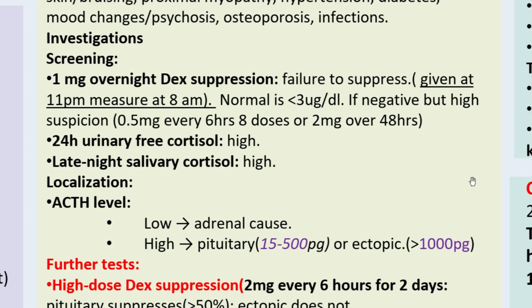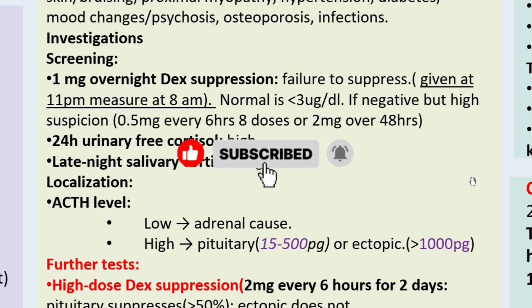So in this 1 milligram dexamethasone night test, you give the dexamethasone at 11 p.m. at night and then you measure the cortisol at 8 a.m. A normal person is going to have less than 3 micrograms per deciliter of cortisol. But if they have higher than this, then most of the time we may conclude that they cannot suppress and therefore they have Cushing's disease. And if you get it negative, but still have a high index of suspicion, you can go ahead and do the 0.5 milligrams every 6 hours, and make sure you give 8 doses.